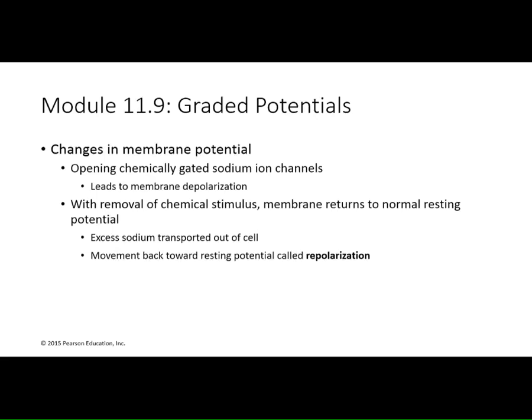Question? Yes. Do you have to wait for the removal of the chemical stimulus for the pumps to start working? No, that's a good point.